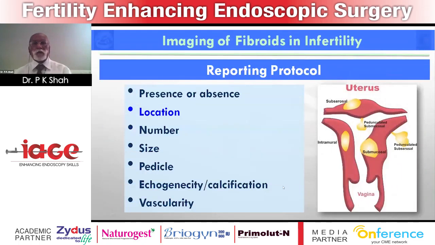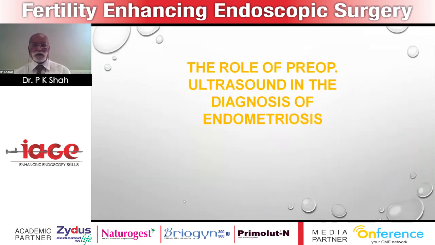So when you do reporting for a fibroid, you must write whether it is there or not. Many times clinically, you feel there is a fibroid and ultrasound will not show you. What is the location, number, size, pedunculated or sessile, echogenicity, calcification, vascularity, etc.